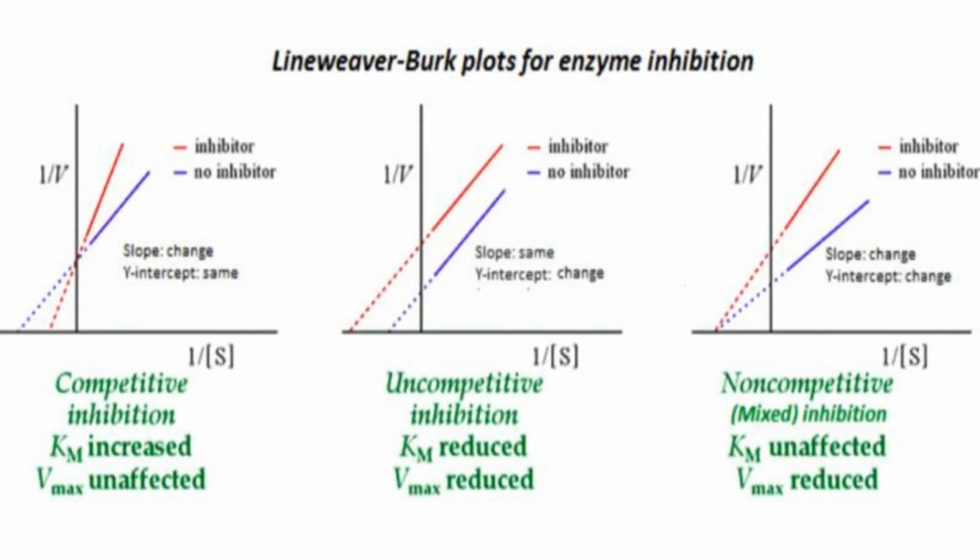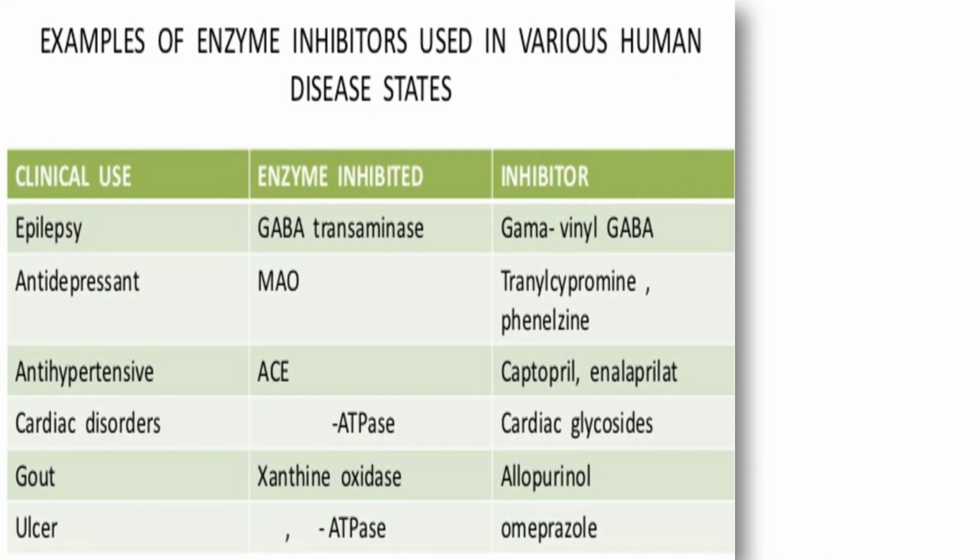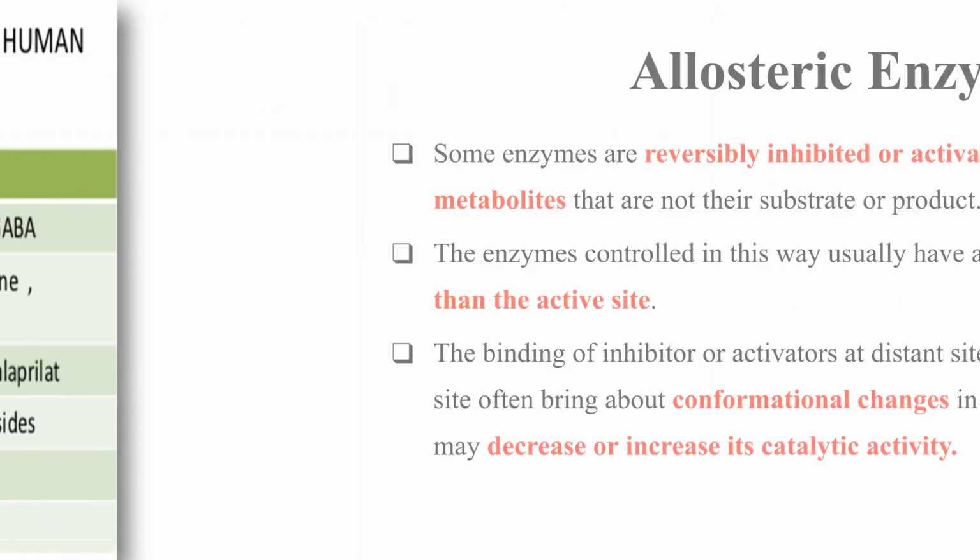In competitive inhibition, the slope changes, but the y-intercept remains the same. In uncompetitive inhibition, the slope remains the same, but the y-intercept changes. In non-competitive inhibition, both the slope and y-intercept change. Enzyme inhibitors are used to treat various human disease states. Examples include GABA transaminase inhibitors for epilepsy, MAO inhibitors for antidepressant effects, and ACE inhibitors as antihypertensives.